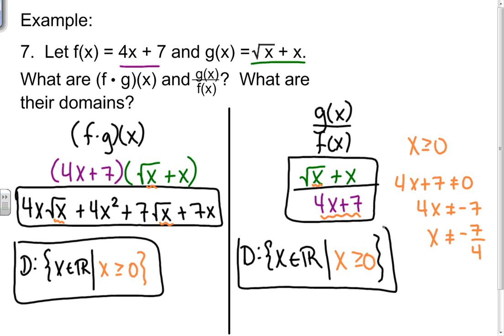Had that second value been a positive 7 over 4, I would have had to write x is greater than or equal to 0, then put a comma, and write x can't be positive 7 over 4. So that way somebody doing the problem would know that they could pick any real number bigger than 0 as long as it wasn't 7 over 4.